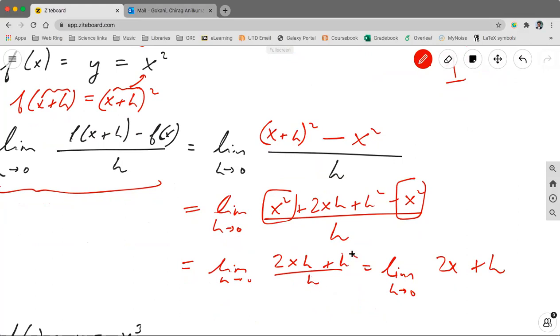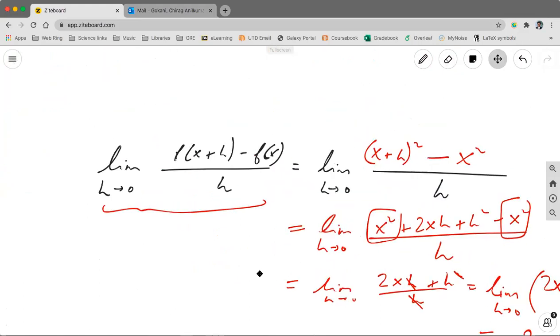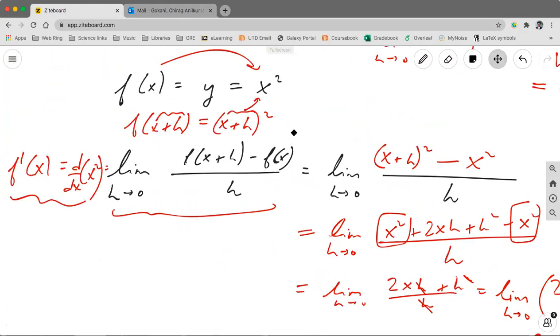This is just 1, right? So I've canceled these h's. Okay, and now I'm interested in what the limit is as h approaches 0. So what is this thing? What is the limit as h approaches 0 of 2x plus h? Literally, this thing just goes to 0, right? This is an h. And so the answer is 2x.